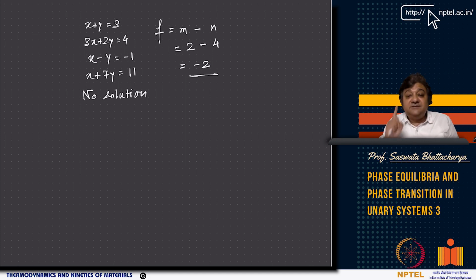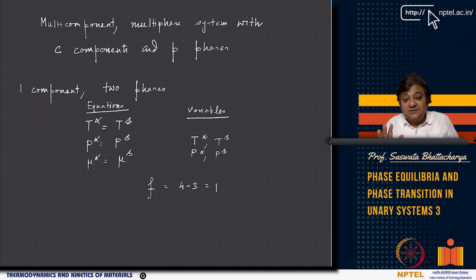So, when degrees of freedom is 0, then only you have a unique solution. Otherwise, you do not have a unique solution. Either you have infinite solutions or you have no solutions. So, just apply the same concept.